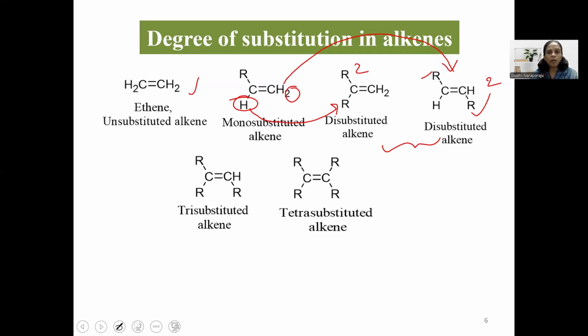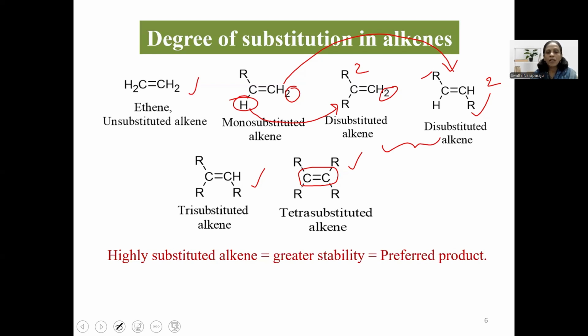Now if you substitute one more hydrogen of the second carbon, then we get a trisubstituted alkene like this. This structure is left with one more hydrogen. If we replace that hydrogen also with an alkyl group, then we get a tetrasubstituted alkene. In the structure of a tetrasubstituted alkene, across the doubly bonded carbon atoms, 4 alkyl groups are present, which is why it is known as a tetrasubstituted alkene. According to the Saytzeff rule, the highly substituted alkene is the preferred product because it has greater stability due to hyperconjugation and inductive effect.